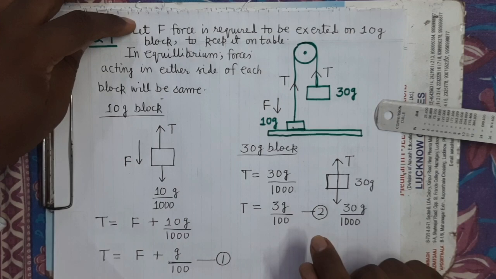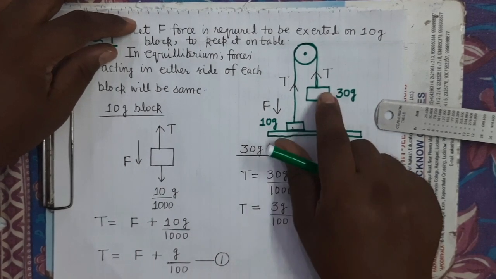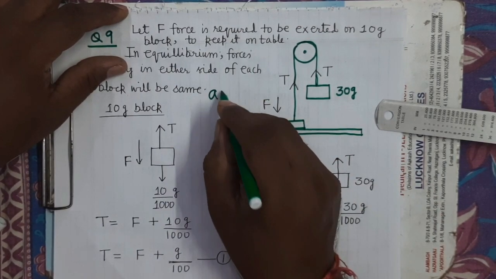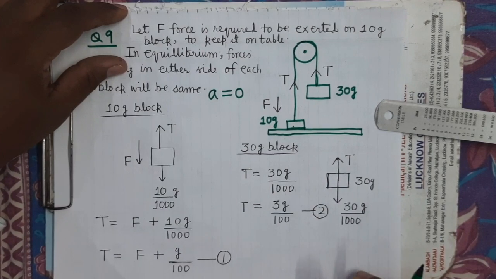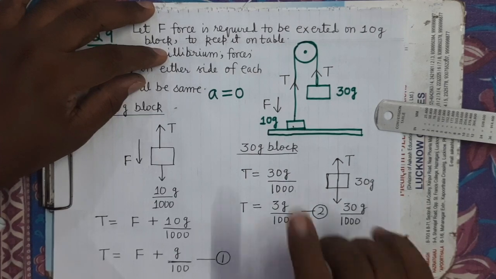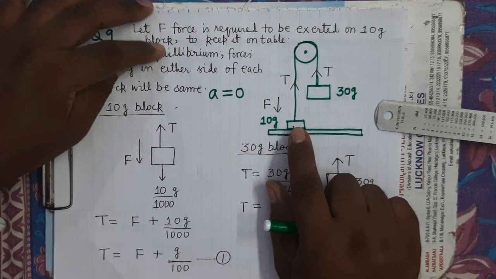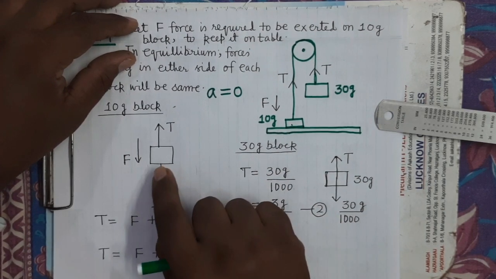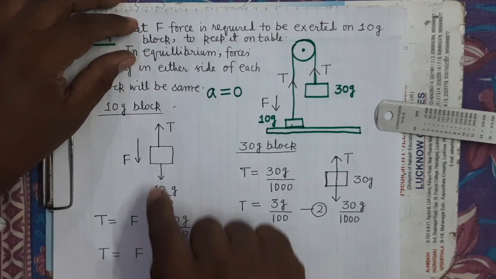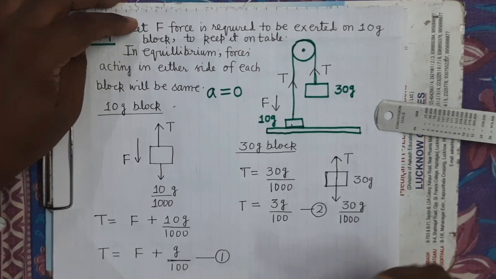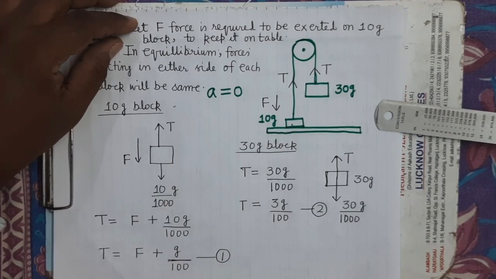It's clear? Now when this is on the table, it will also be static. Static means there will be no acceleration. Acceleration will be 0. And in that case, what will happen? On both the blocks, the forces acting will balance. Means the total force acting on the 10 gram block in the downward direction will be equal to the total force acting on it in the upward direction. Similarly for the 30 gram block.